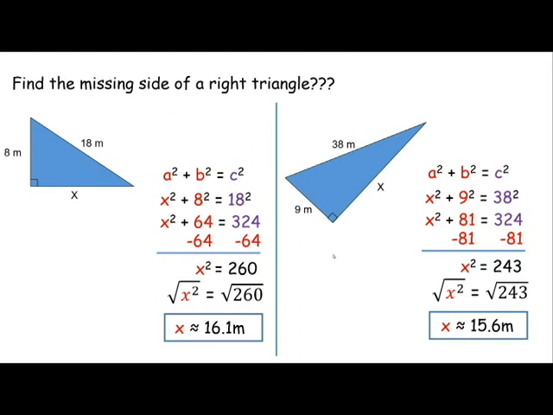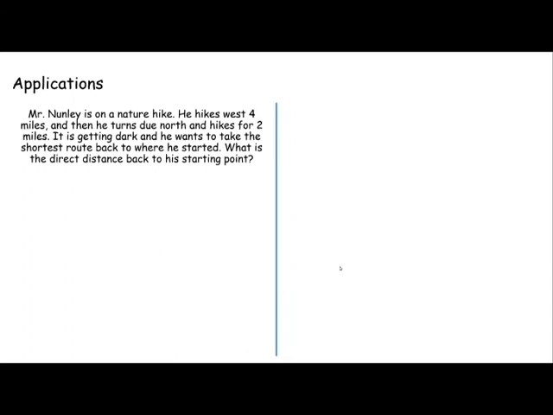So now you have three things that you can do with the Pythagorean theorem. Number one, if you know all three sides of the triangle, you can prove whether it's a right triangle or not. If you know two legs, you could solve to find the hypotenuse. And lastly, we just learned that if you know the hypotenuse and one leg, you can solve to find the other leg as well. Now, we can take these and put them into some application problems as well.